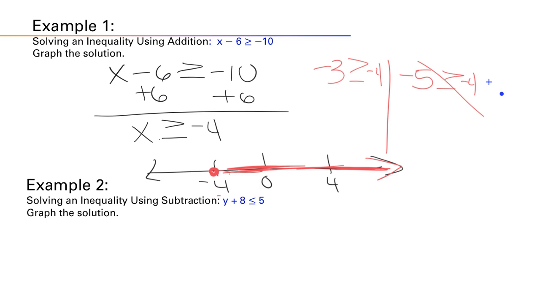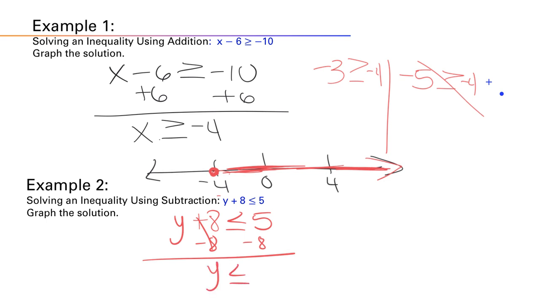Example 2. I have an inequality using subtraction: y plus 8 is less than or equal to 5. What am I going to do here? I'm subtracting 8 from both sides. 8 minus 8 cancels out. y is less than or equal to, what's 5 minus 8? Negative 3.